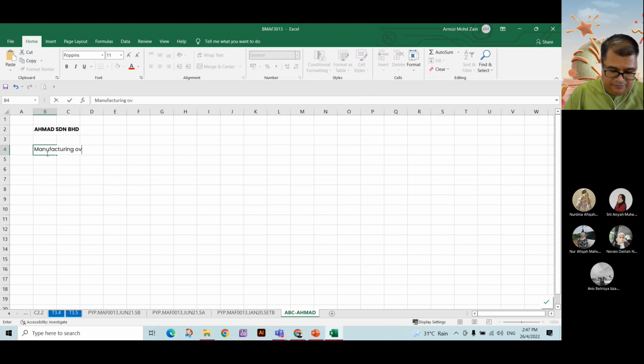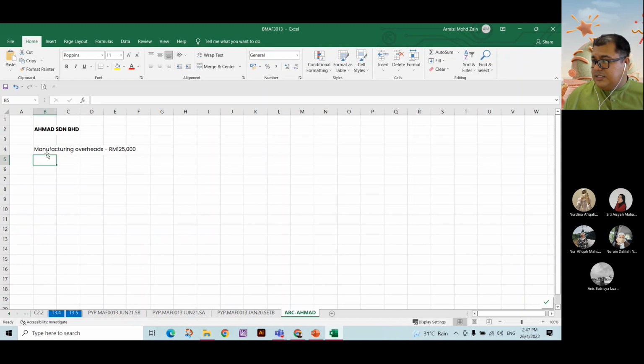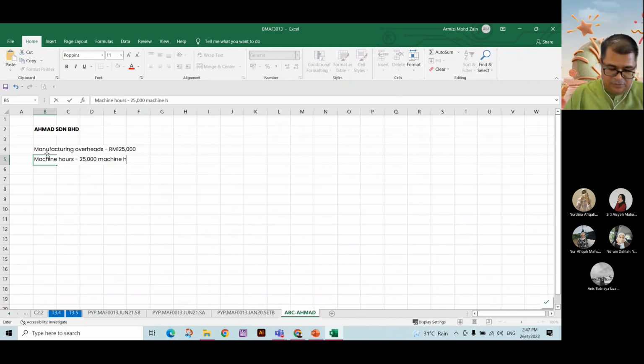Manufacturing overhead ya. Manufacturing overhead dia RM125,000. Okay. If you are using the single plant wide rate tu, you akan guna manufacturing hours, and then dia ada machine hour. Let's see soal ni, machine hours ni 25,000. Machine hours. 25,000 machine hour.